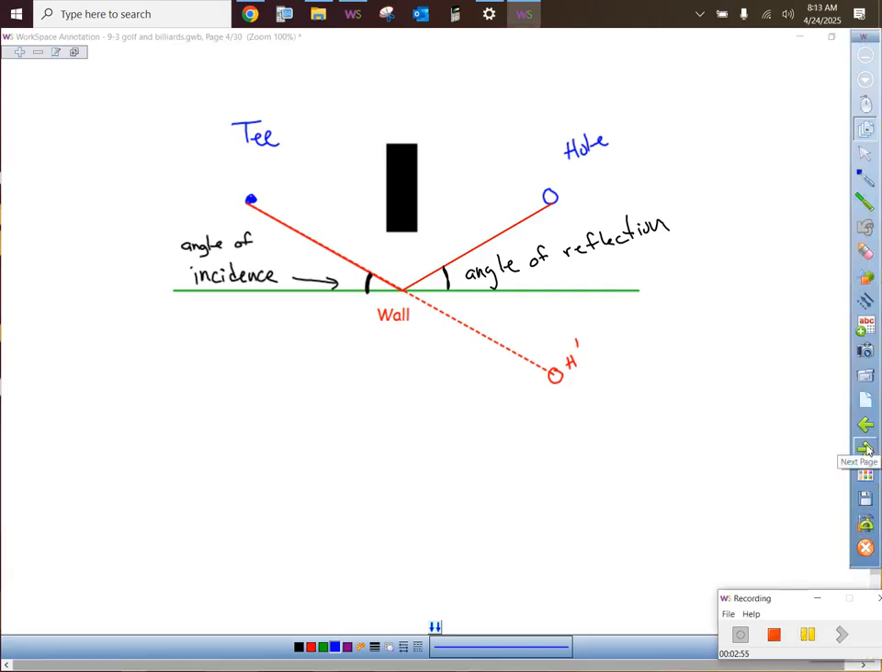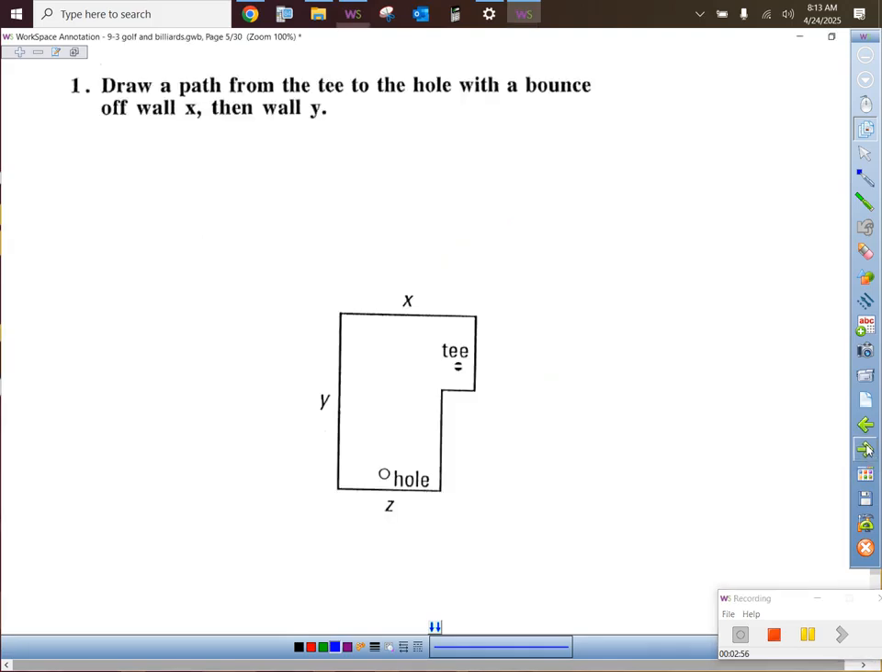So we'll use that fact to do two little golf problems right here. I've got an old slideshow. You have all these rules to do a golf problem typed out to the side in a little gray box. So here's what we have to do: draw a path from the tee to the hole with a bounce off wall X, then wall Y. They're going to tell you what to do on most of these homework problems. You follow their instructions. The first step is always to write the path.